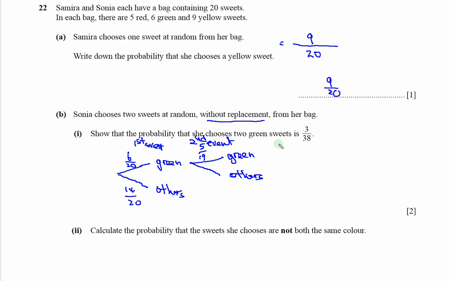Okay. Now, you want a probability of 2 green, which will be equal to 6 over 20 times 5 over 19. Okay. Now you cancel this 4, cancel this 3, this 2. So the answer is 3 over 38.